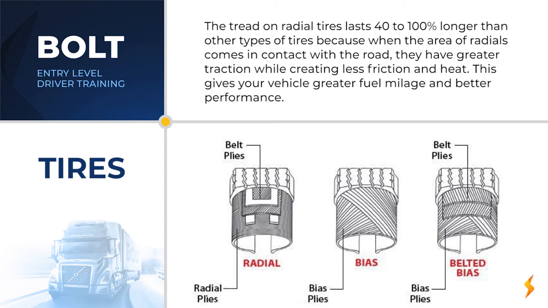The tread on radial tires lasts 40 to 100% longer than other types of tires because when the surface area of radials comes in contact with the road, they have greater traction while creating less friction and less heat. This gives your vehicle greater fuel mileage and better performance.